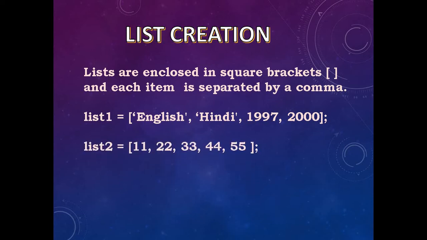Another list, list2, is created with only numbers. You can have a list with numbers and also characters or any data type. You can have a combination of different data types also. List3 is entirely of strings, so it has quotes. A, B, C, D are the values.